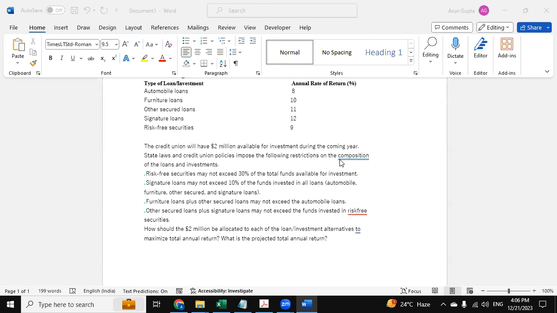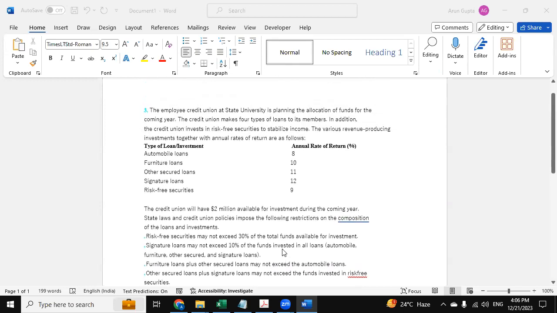So today in this video, we are going to provide the solution for this question, Employee Credit Union at State University, explaining the allocation of funds for the coming year. In this question, they have provided a tabular format of various types of loans and investments and their annual rate of return.